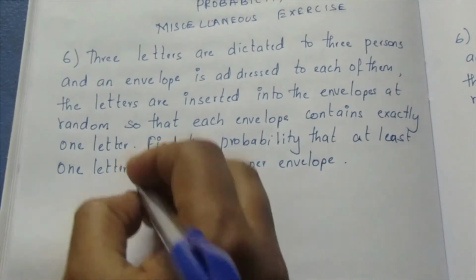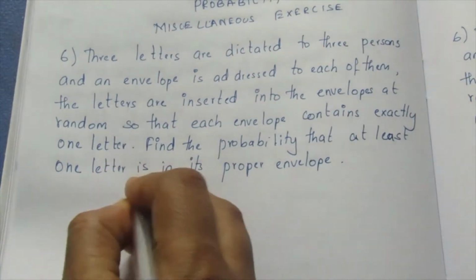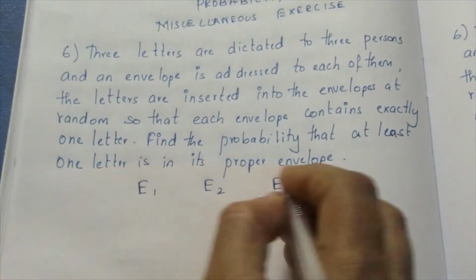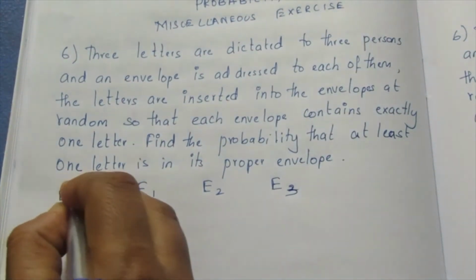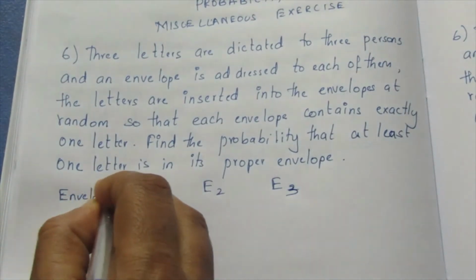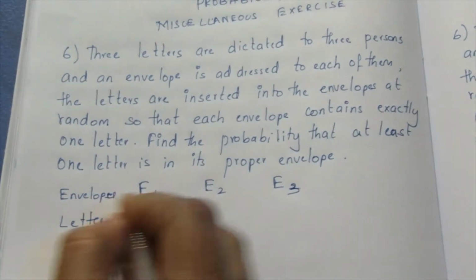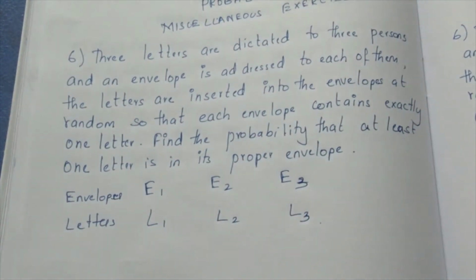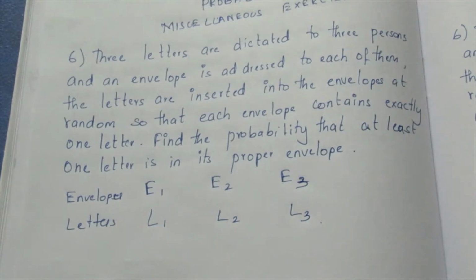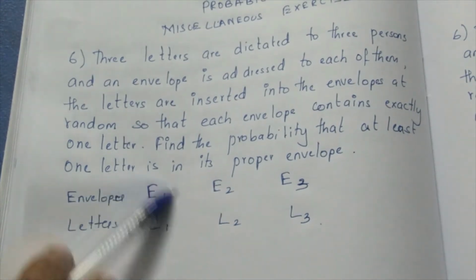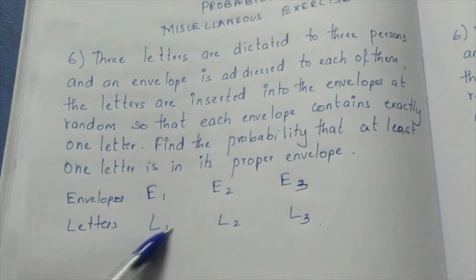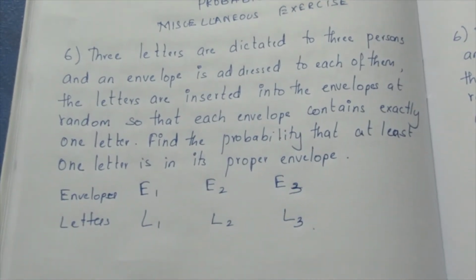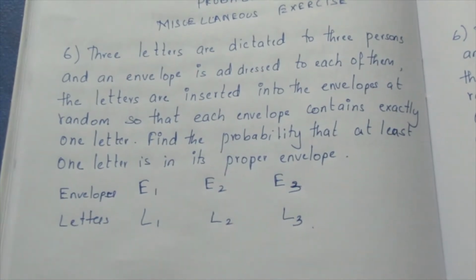Let us take the envelopes to be E1, E2 and E3. These are the envelopes, and there are 3 letters, so for differentiation I am writing them as L1, L2, L3. The condition they have asked is at least one letter in the proper envelope. A proper combination is when 1 has 1, 2 has 2, 3 has 3, that is, the proper letter in the proper envelope.